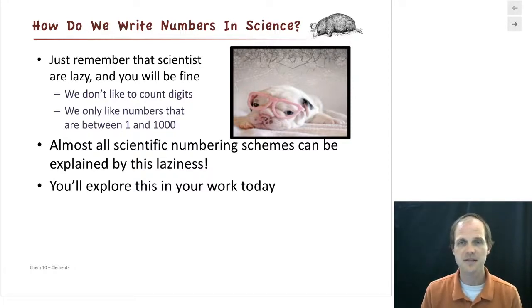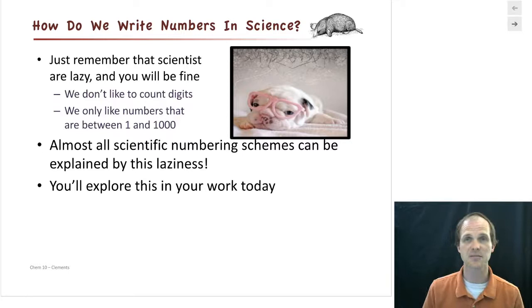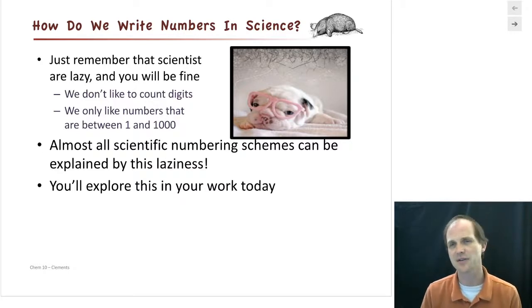And one of the things that people often run across when they do numbers in science is there's a lot of different ways that scientists write numbers. They sometimes use this thing called scientific notation. They sometimes use prefixes. They sometimes write it out in different ways. And it seems counterintuitive that there's all these different ways of writing down numbers. And what I'm going to tell you is all those different ways are actually ways of making our life easier, not of making our life harder.